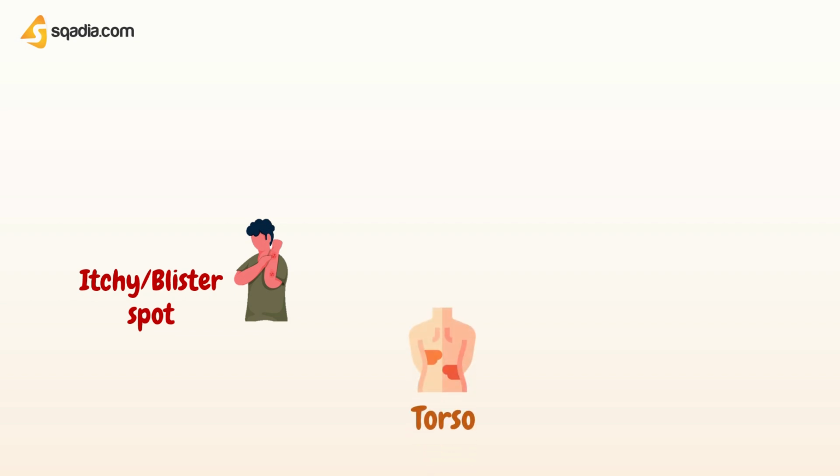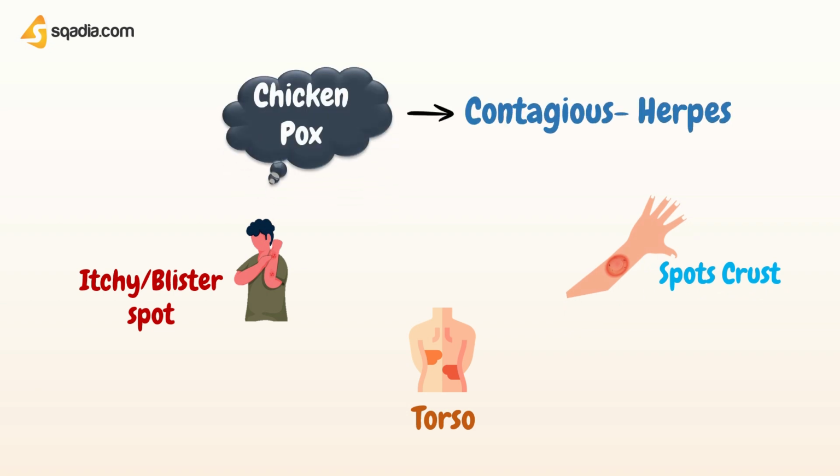Now, if your patient is having highly itchy blister-like spots found primarily on the torso, and the spots crust over several days after they first appear, then these symptoms might be caused by chickenpox, which is a contagious disease marked by skin spots and caused by a herpes virus.